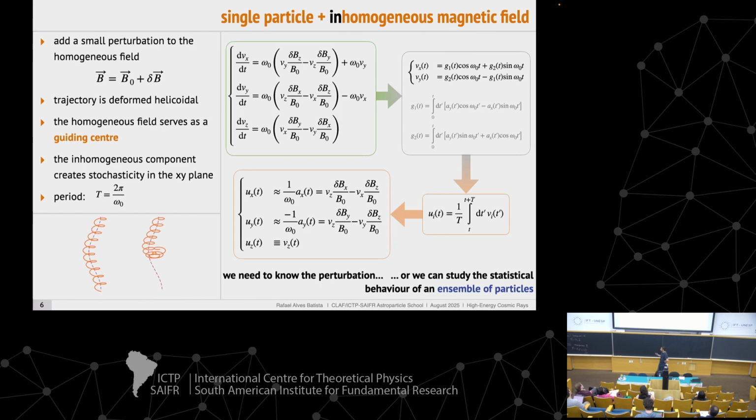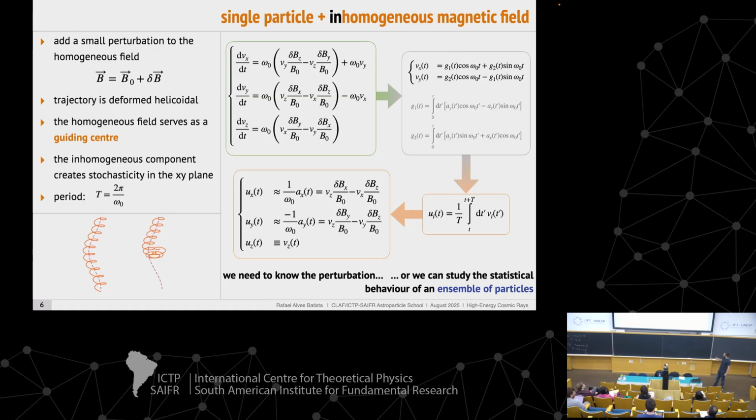The guiding center is the line corresponding to what would happen in the homogeneous part of the magnetic field, right? The rest is just the perturbation. We have a guiding center, so the homogeneous magnetic field leads the behavior. And on top of that, we have these wiggles, this motion of the particles around that guiding center. And that's what's going on here.